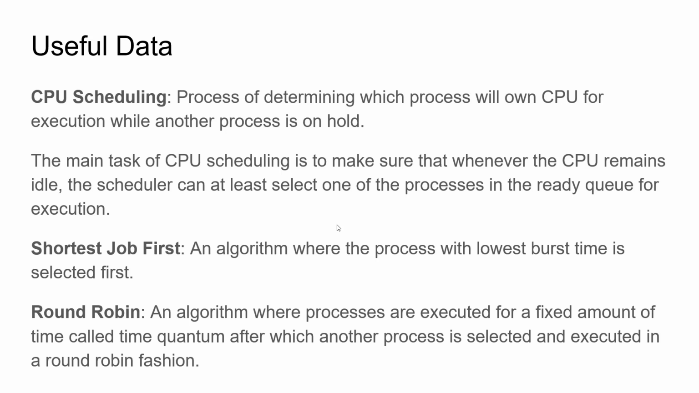Now, there are many algorithms which exist for CPU scheduling. In this question, we are concerned with two algorithms. One is shortest job first, where the process with the lowest burst time will be selected first, and there's one more algorithm called round robin, which is an algorithm where processes are executed for a set amount of time, which we call the time quantum, and then once the time quantum expires, it is preempted and some other process is selected and executed in a round robin fashion. So, with this useful data, let us now solve the question.